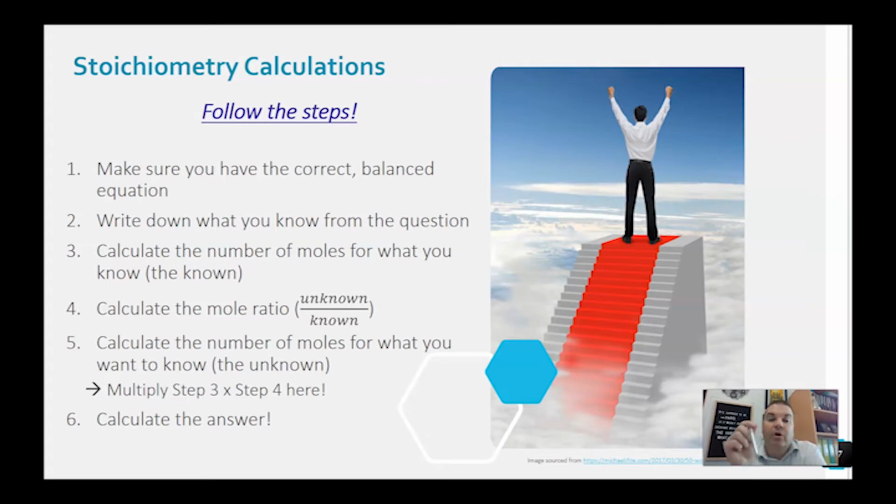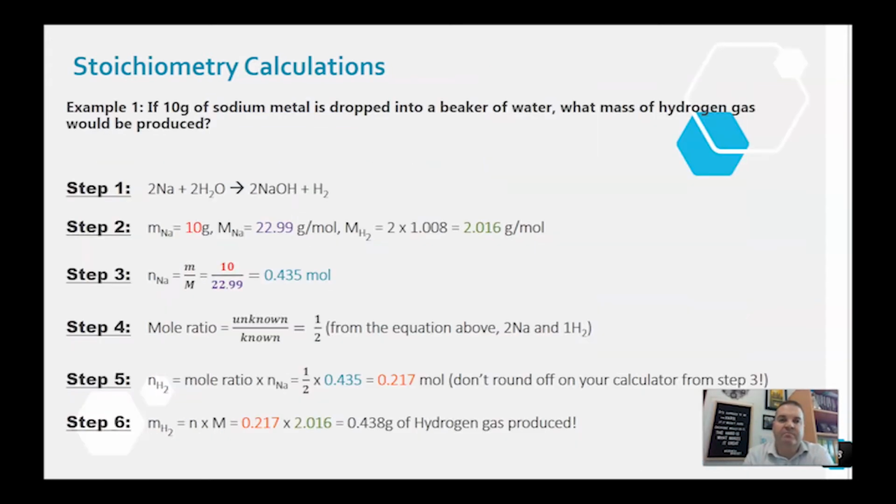Then you work out what we call the mole ratio. So that's where your balanced equation is really important. I'll show you that in the next step. Always do unknown over known, okay? Because then what that allows you to do for step 5 is just simply calculate, so it's to multiply step 3 by step 4. Then you can calculate the answer. So you might want to write these down, have a little screenshot of this as I go through the examples and you see how I follow each of the steps.